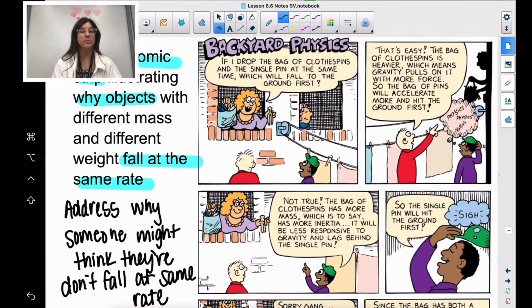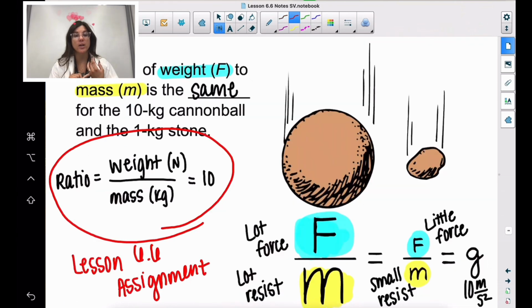After the comic strip has been started, there is an assignment that I have for you guys where I'm going to want you guys to practice doing this mass to weight calculation. So that assignment is called the Lesson 6.6 assignment. This is going to be homework if we do not finish it in class. So make sure that you get the comic strip started and that you complete that Lesson 6.6 assignment for homework.